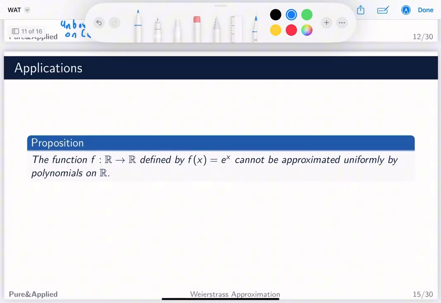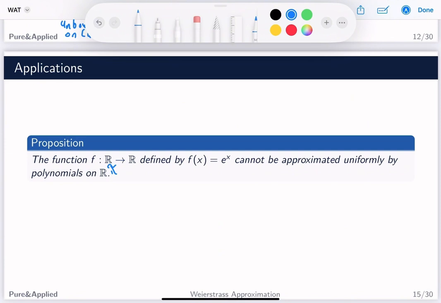Similarly, we cannot remove the assumption of compactness. We cannot, for example, take f to be defined on the whole real numbers and still apply the theorem. That doesn't work. For example, if you take the exponential function, this cannot be uniformly approximated. And again, this is for the same reason. So let me quickly show you.